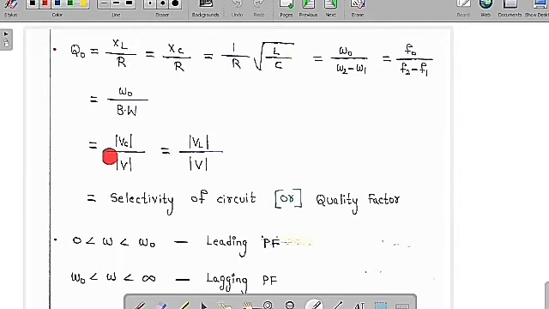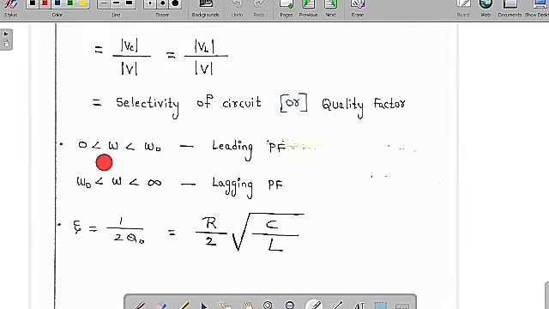And also, I've already told you, it is equal to the ratio of the magnitude of the capacitor voltage by the supply voltage, or it is equal to the ratio of the inductive voltage by the overall supply voltage. So this is called the selectivity of the circuit, or it is also called the quality factor. So quality factor is also called the selectivity of the circuit.